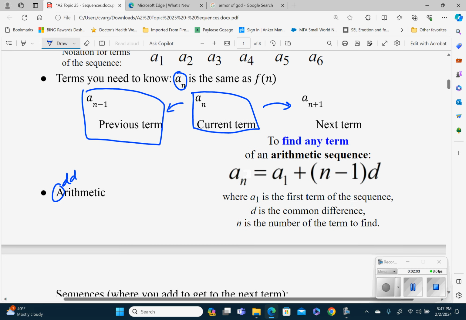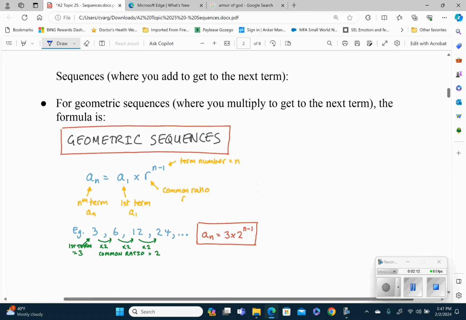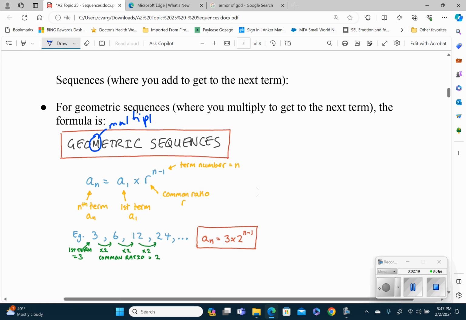And there is a formula for it. So an is equal to a1 plus n minus 1 times d. And then for geometric, the difference is there's an m in geometric, and this stands for multiply. This is where you multiply to get to the next number.